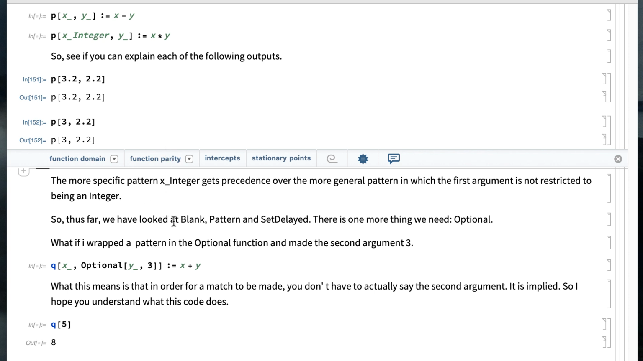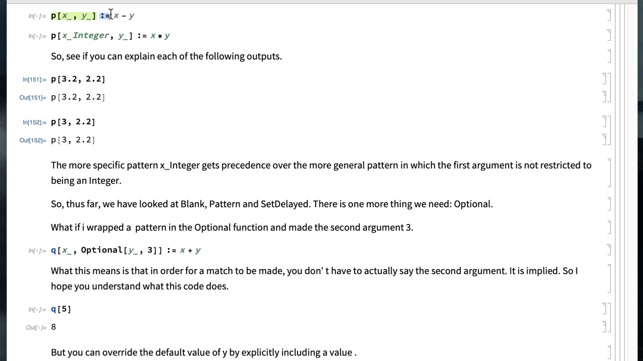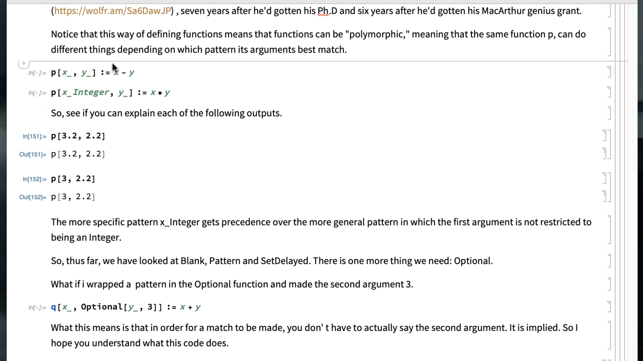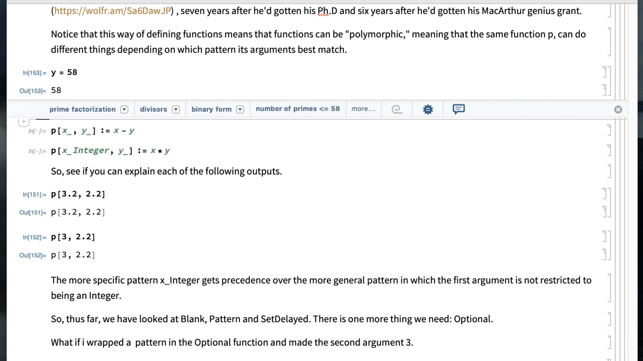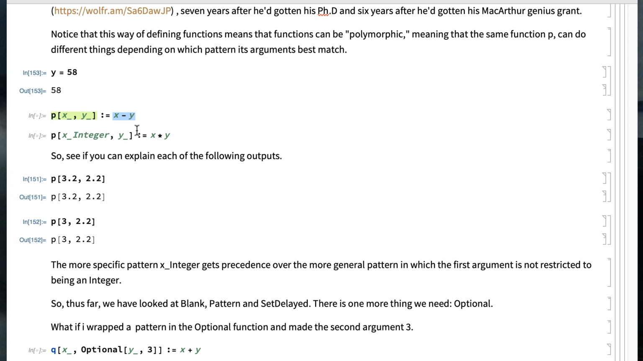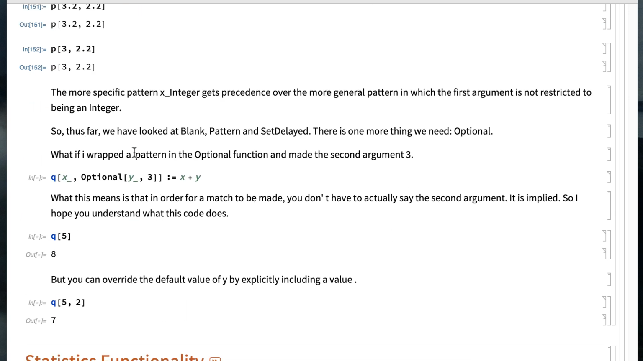So we've seen blank pattern. This means set delayed. This means even if y was defined, don't use that y. Don't use the global y. Wait. Don't say this means x minus 58. Wait to evaluate this until you're asked to.